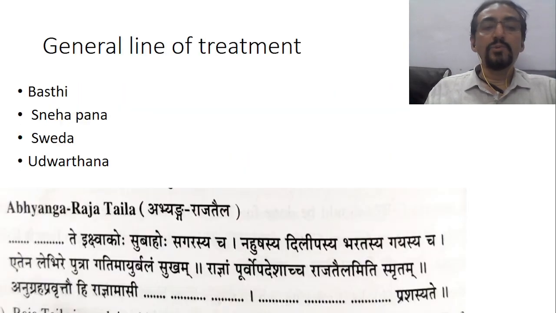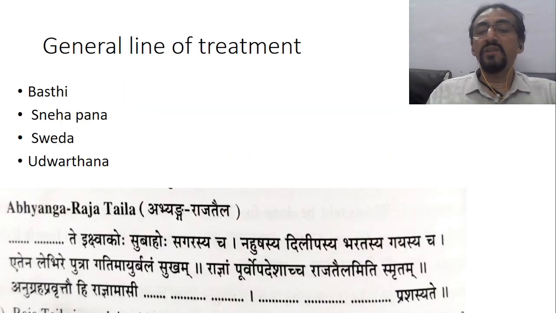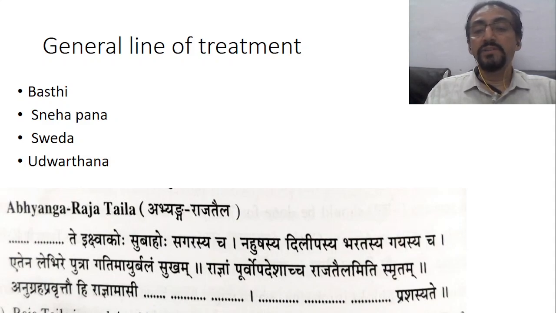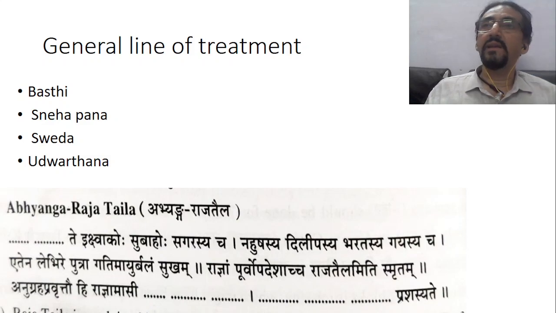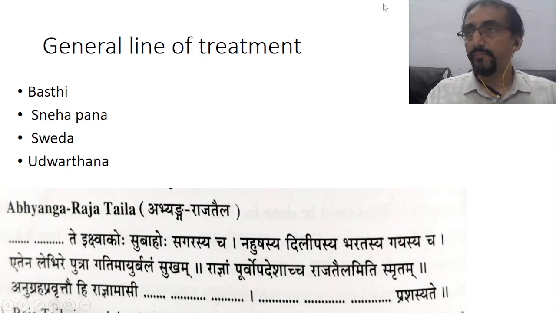Therefore he says: ikshvakoho subaho sagarasya cha nahushasya dilipasya bharatasya gayasya cha, etena levire putraha gatim ayur balam sukham, rajnyam purvopadeshashcha rajatailamiti smrutam. That means Rajataila is that taila which, when applied for Abhyanga, benefited Phakka Rogi patients who belonged to different royal families like Ikshvaku, Subahu, the Rajaputras. Different Rajaputras were benefited by this particular taila, and therefore probably the name Rajataila has been given.